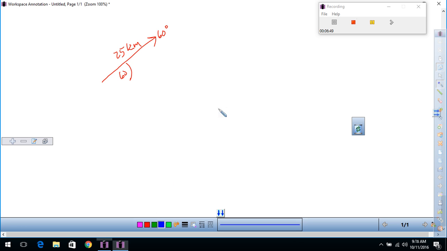The second one is 15 kilometers, 135. 135 would be over here in this quadrant. That would be 15 kilometers. And that's 45 degrees, because from 180 to 135 is 45 degrees.